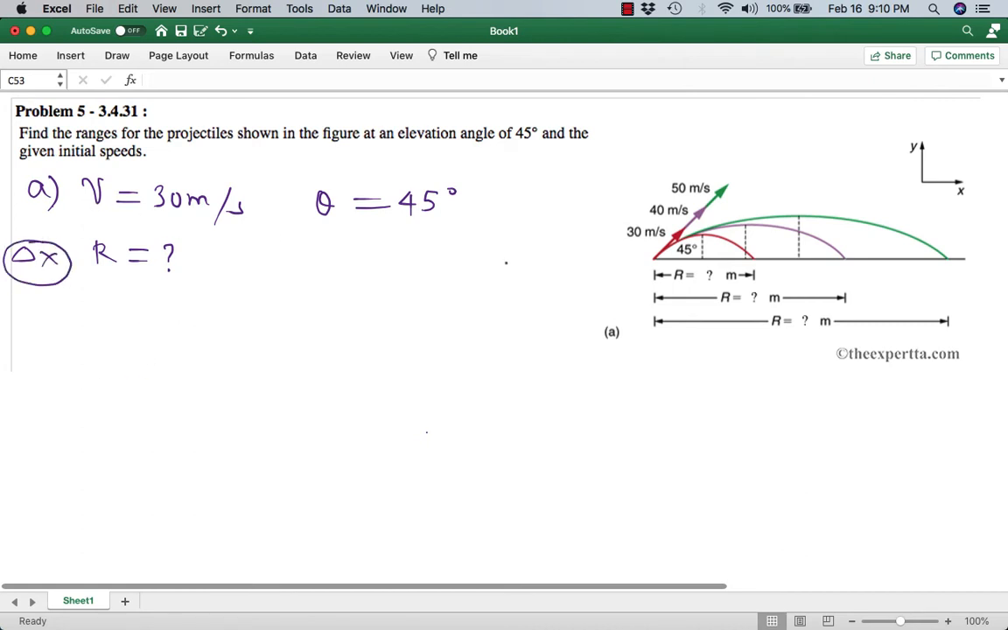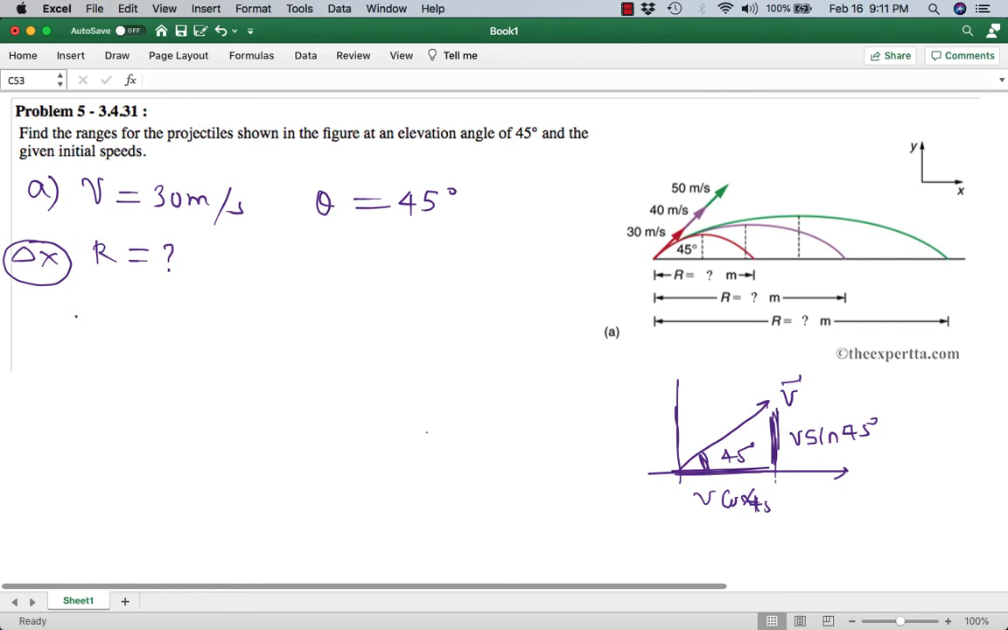So this vector v can be resolved into two components. So we have this vector v at 45 degrees. We have this x component, which is v cosine 45 degrees. Like I said before, this side that is touching this angle gets cosine. Okay, and the y component, which is away from the angle, gets sine, sine 45 degrees. So the range is a horizontal motion. We need to consider the horizontal velocity.